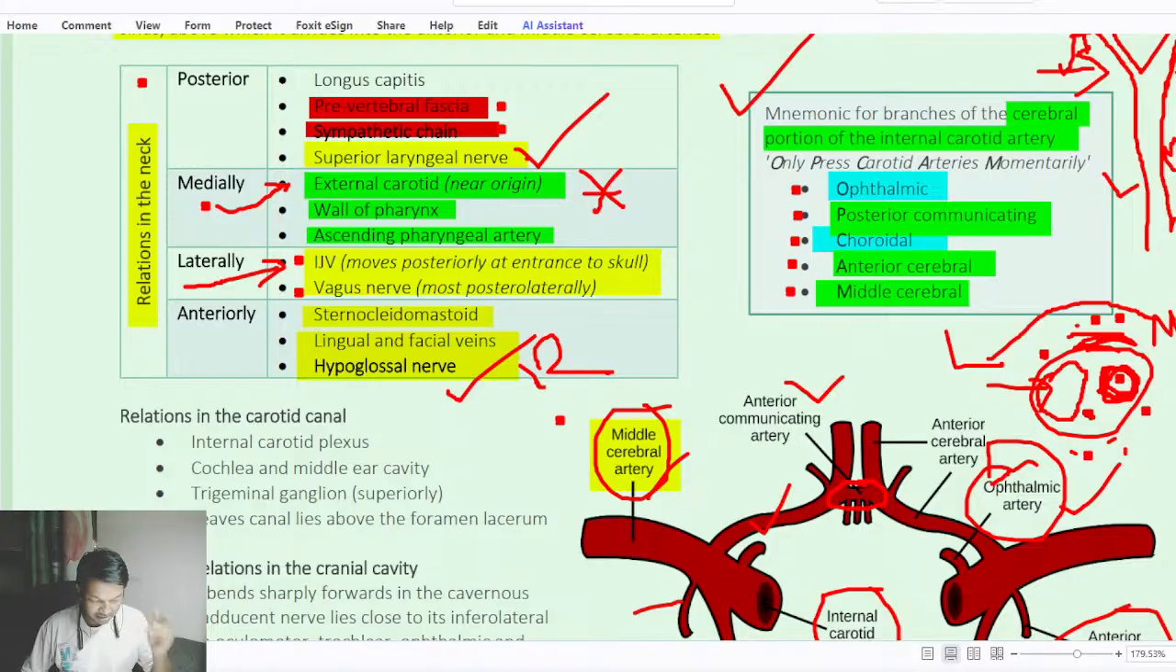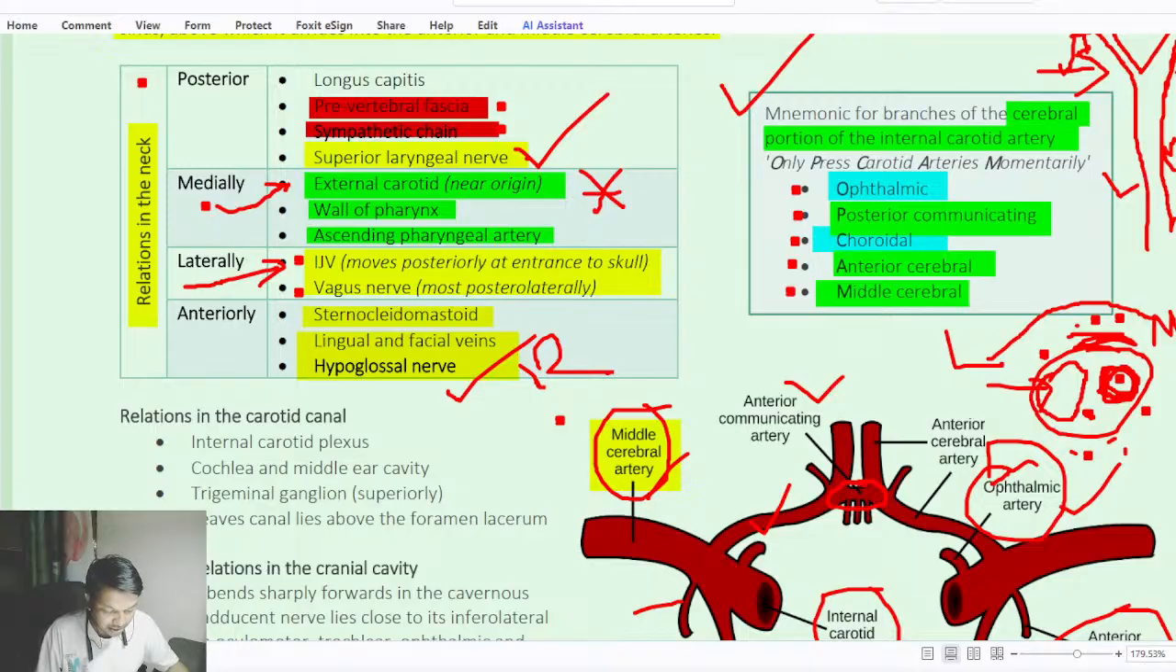And you missed the first one. What is the first branch of the internal carotid artery? This is a direct question. Which is the end artery? It is the ophthalmic artery. Yes, ophthalmic artery.